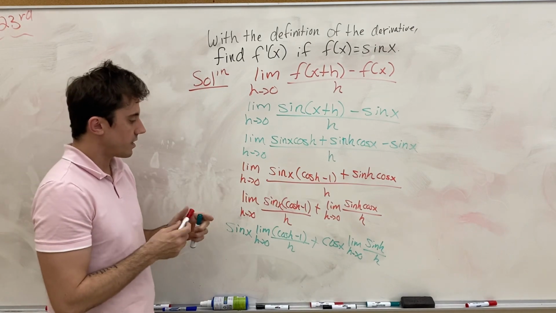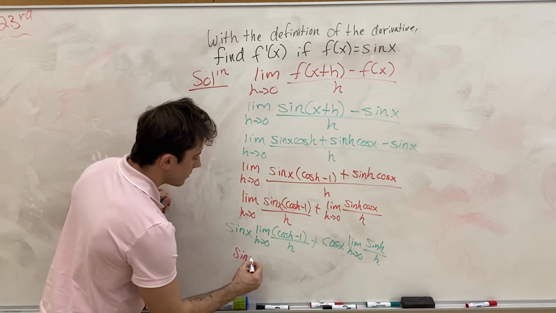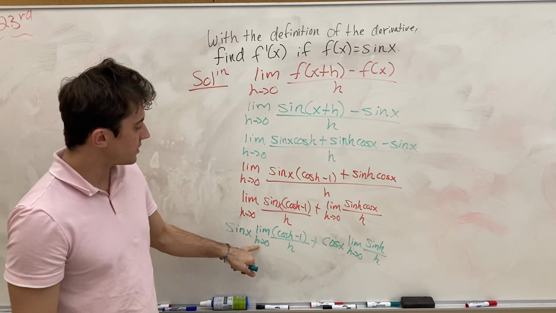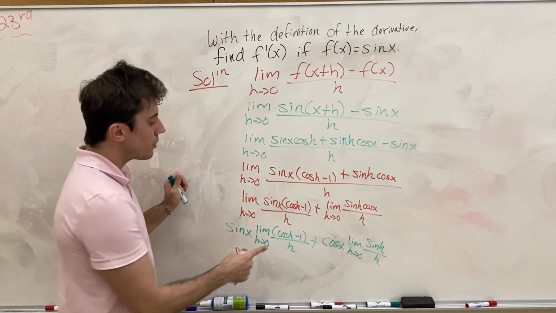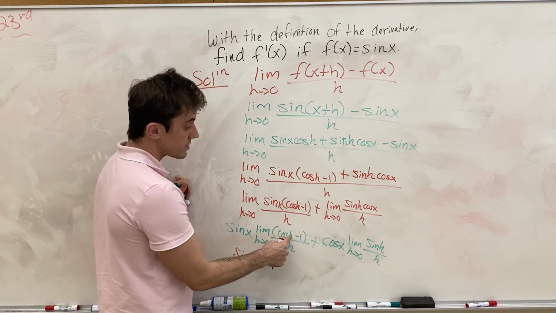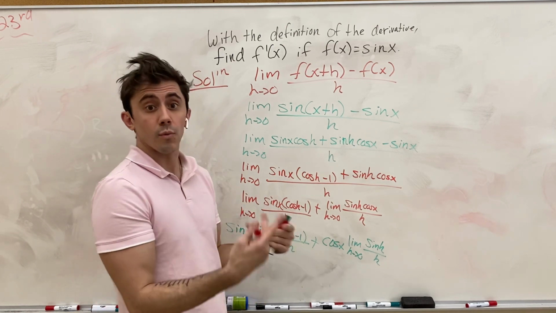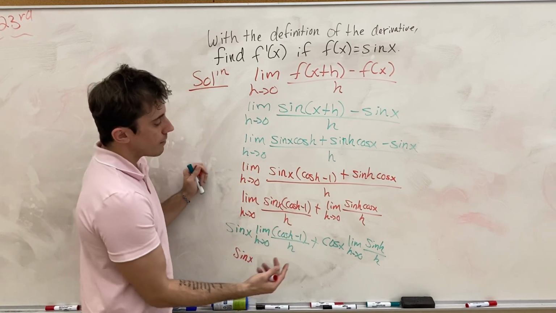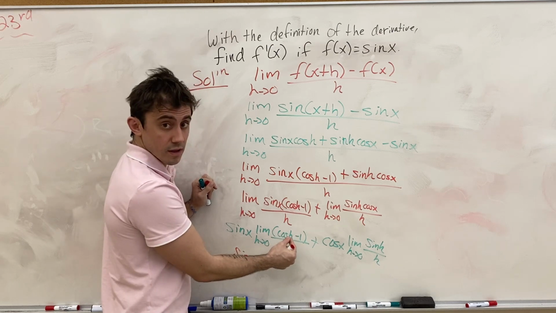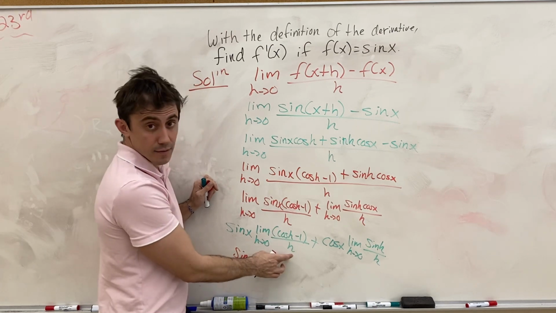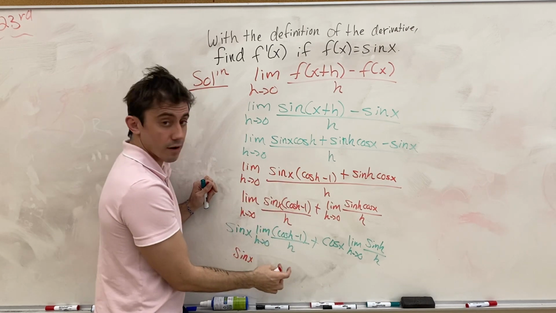Now, here comes a bit of a tricky part. We have sine of x times this limit, namely the limit as h goes to 0 of cos of h minus 1 over h. Now you know that as h goes to 0, cos of h, which would go towards the cos of 0, would go to 1. That would mean that our numerator, as h goes to 0, would go towards 0. And so too would our denominator. So this would head towards 0 over 0.